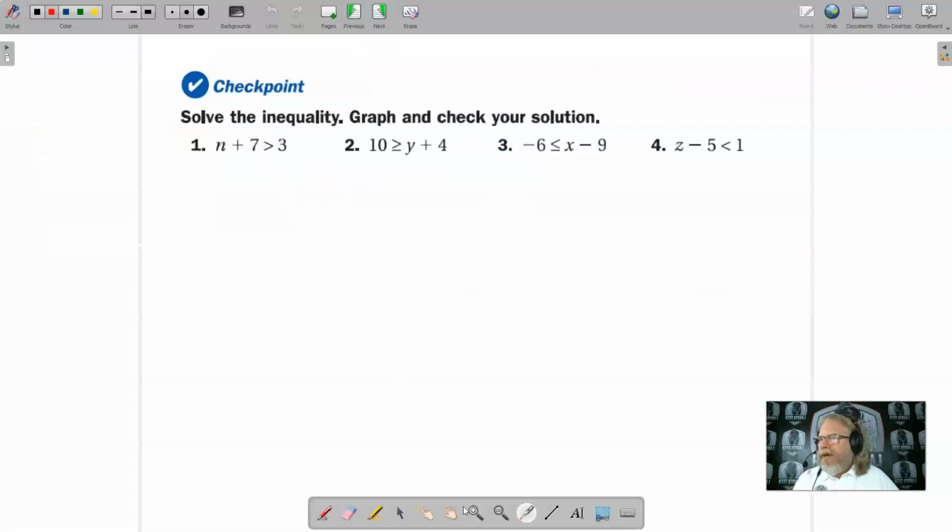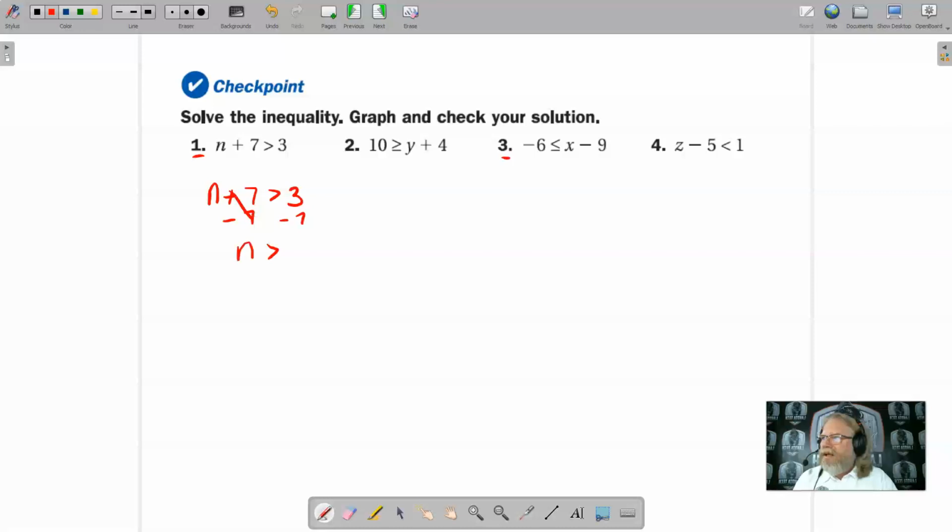So here's our checkpoint. Let's do a couple on the checkpoint. We'll do 1 and we'll do 3. So we have n plus 7 is greater than 3. The n is tied to the 7 through addition. We're going to use subtraction. Going to subtract the very number we want to get rid of, and whatever we do to one side, we're going to do to the other. The sign's going to stay the same.